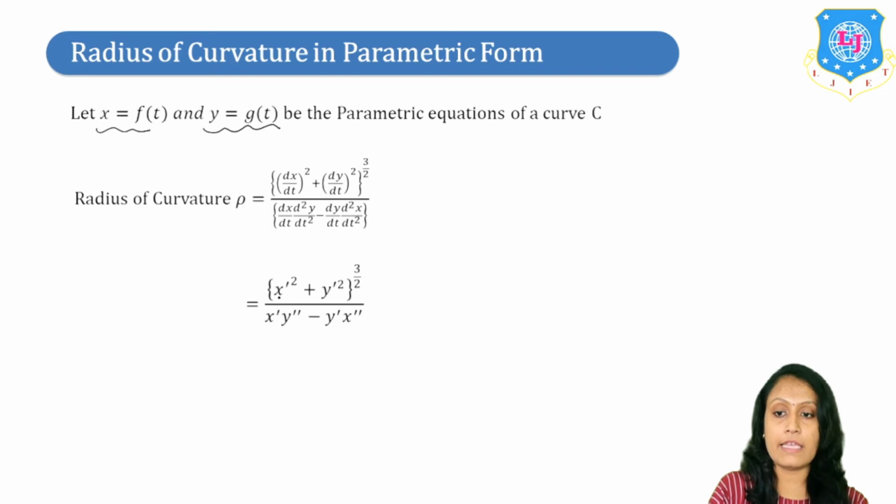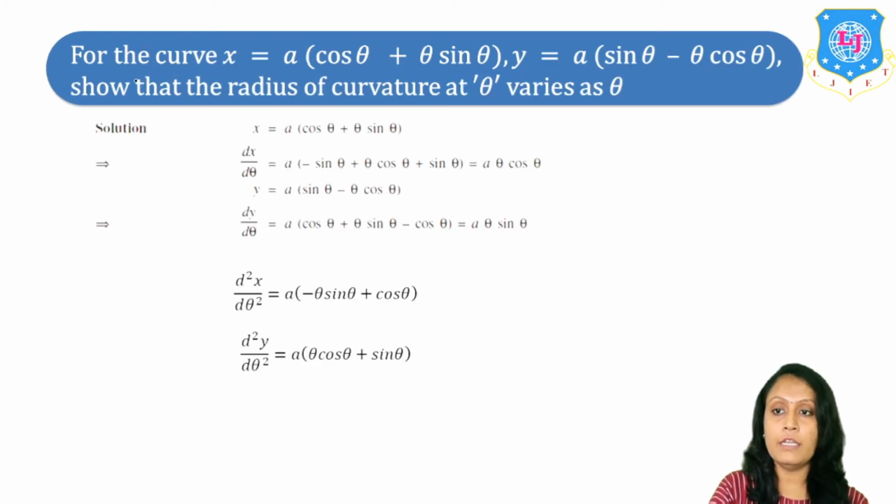This we can write as (x'^2 + y'^2)^(3/2) upon (x' y'' - y' x''). So this is the formula of radius of curvature in parametric form. Now we will discuss one example. For the curve x = a(cos theta + theta sin theta) and y = a(sin theta - theta cos theta), we have to show that the radius of curvature at theta varies as theta.